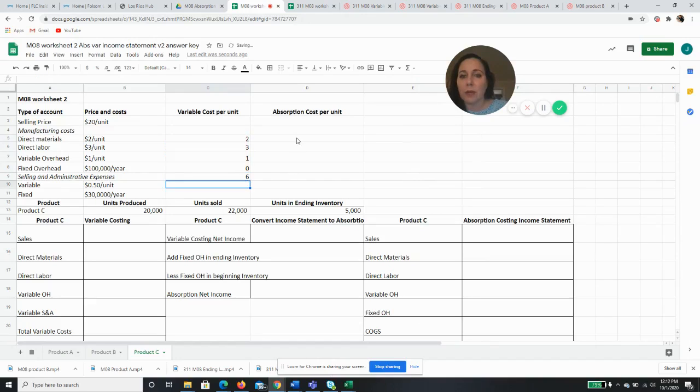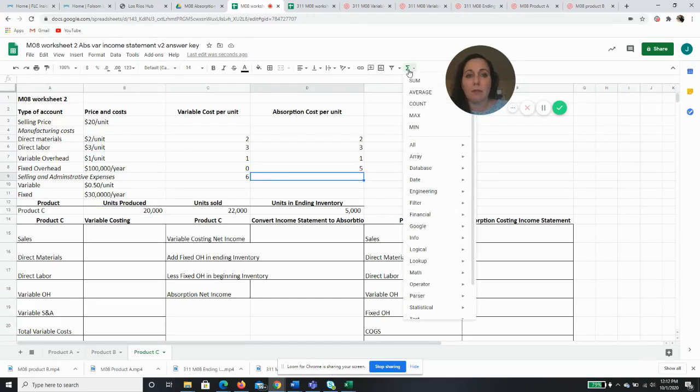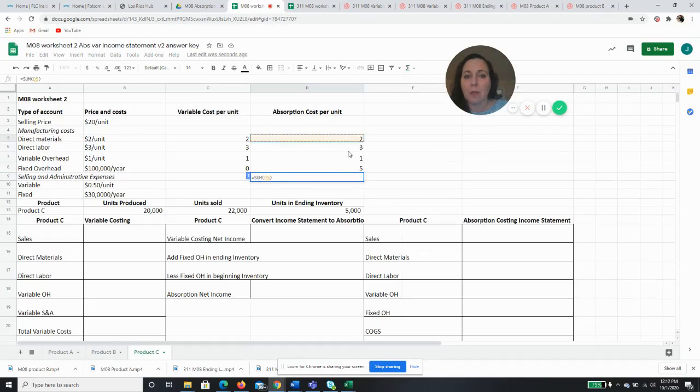So $6 a unit. Absorption is going to be the exact same for direct materials, direct labor, and variable overhead, but fixed overhead is going to be the total amount of fixed overhead divided by the units produced, which is 20,000, and our absorption fixed overhead per unit will be $5. We're just glad it's not 8 again. Maybe we're not. Maybe we liked 8. So our total absorption product cost per unit is 11.